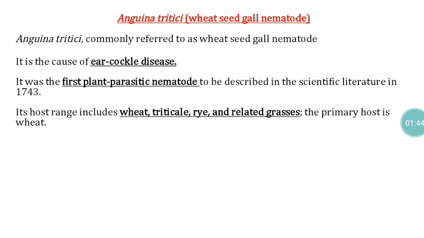And Anguina tritici is the first plant parasitic nematode. Based on the literature, this was first reported in 1743. It causes wheat seed gall nematode, or wheat ear-cockle nematode. The hosts range from wheat, triticale, rye, and related grasses, with wheat being the primary host. Anguina tritici is the first plant parasitic nematode reported by scientists.